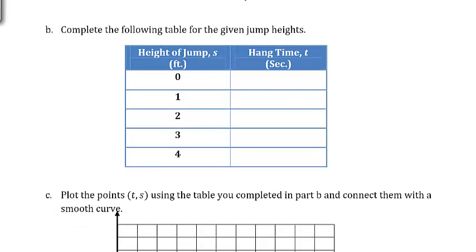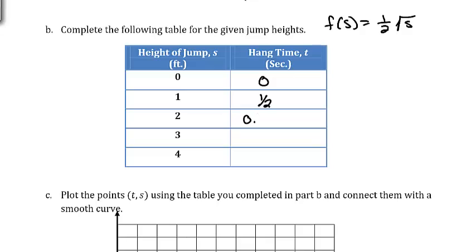Now I want to complete this table, and so this is feet in the air that we jumped, and we want to calculate the hang time. Our formula, remember, is f of s equals 1/2 times the square root of s, where s is our distance. So if we plug 0 in here, the square root of 0 is 0, and then 1/2 times 0 is going to be 0. So of course, if you don't jump, you won't have any hang time. And if we plug 1 in there, the square root of 1 is 1, and 1/2 times 1 gives us 1/2.